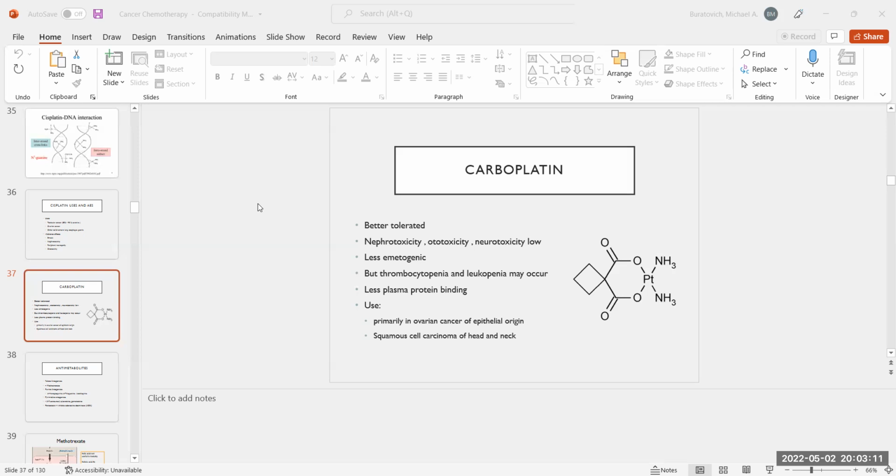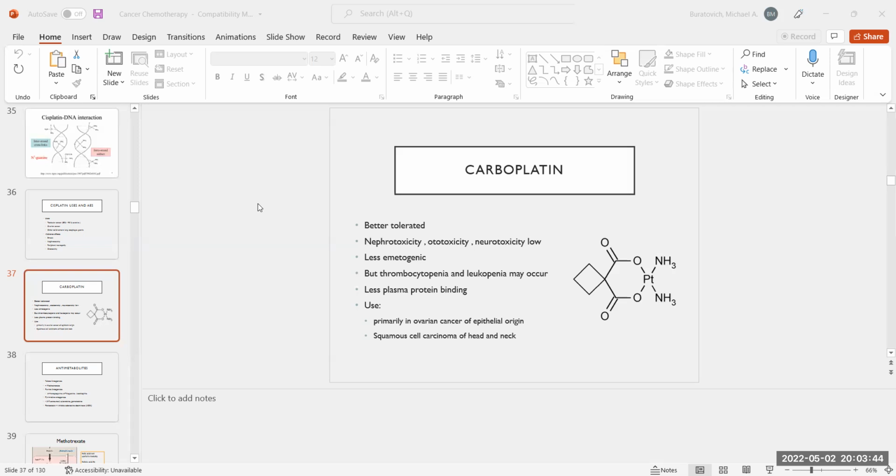Topotecan is excreted by the kidney. Therefore, its dose will need to be adjusted according to the renal function of the individual. Irinotecan is used to treat metastatic colon cancer. Topotecan is used to treat advanced ovarian cancer, and it's also used for small cell lung cancer.